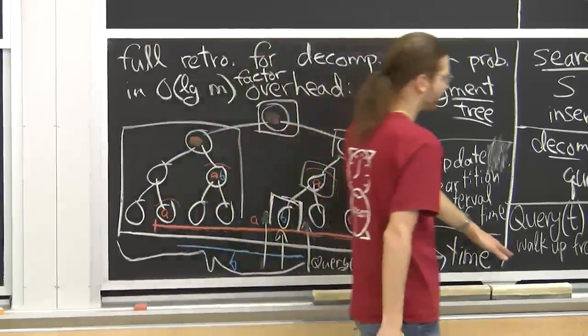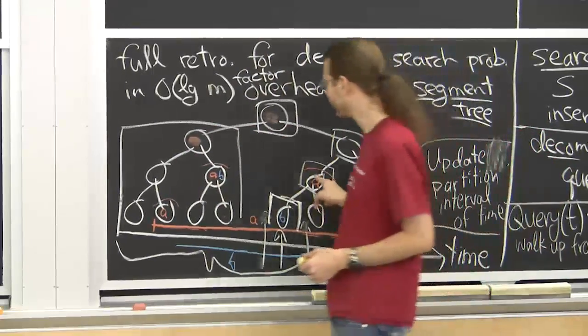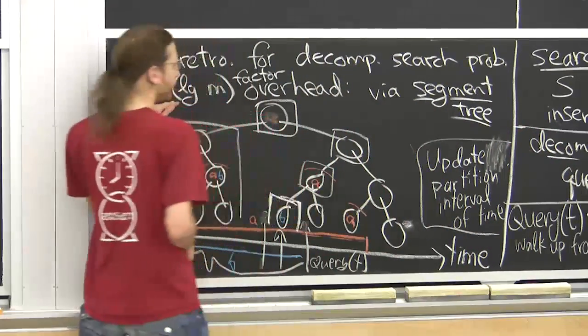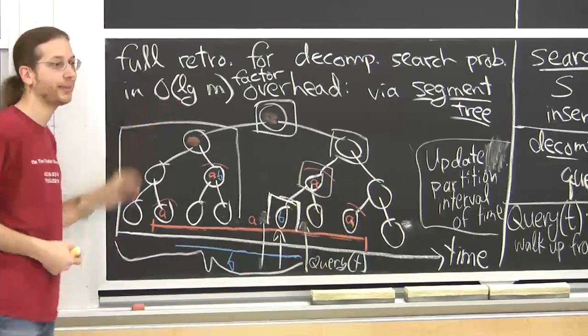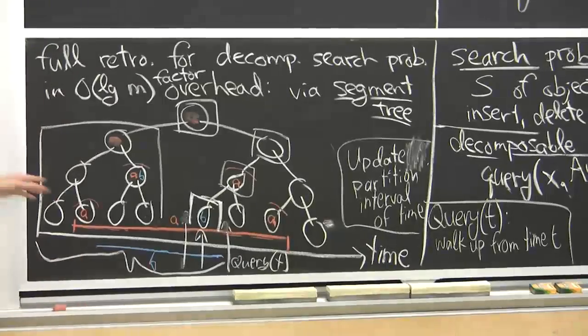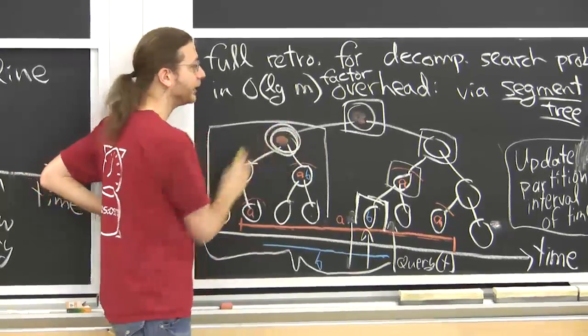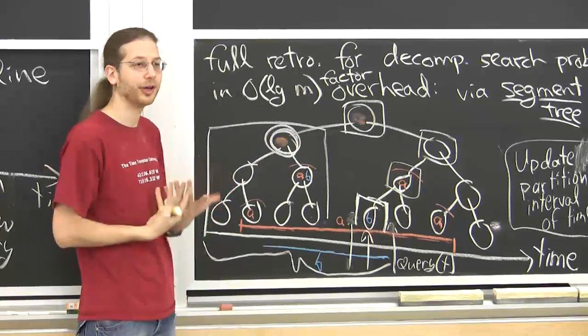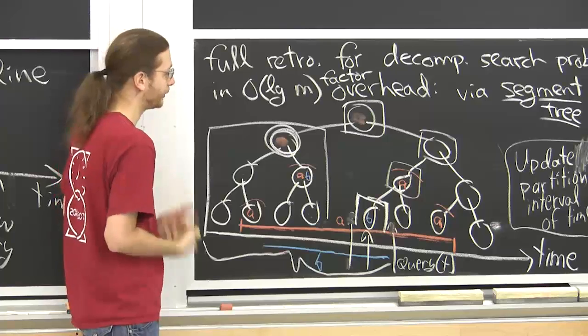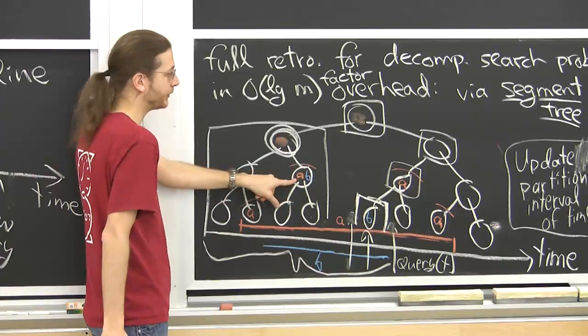So for query, you walk up time, and I'm going to query each of these data structures. Now this is a logarithmic factor overhead both in time and space, because each element might be stored in log n different structures. Oh, what are in these nodes, by the way? That is your data structure, the non-retroactive version. So we're storing the non-retroactive data structure on these nodes.